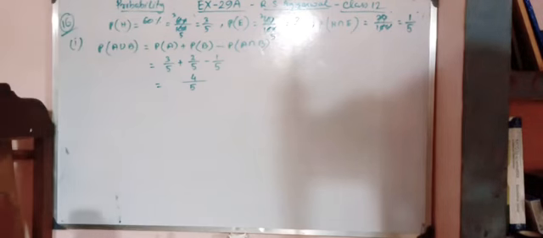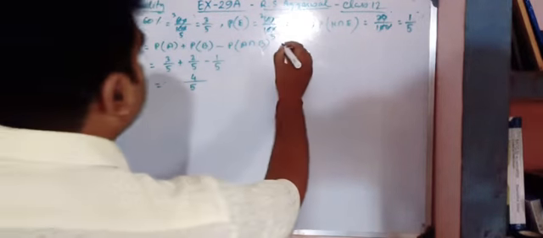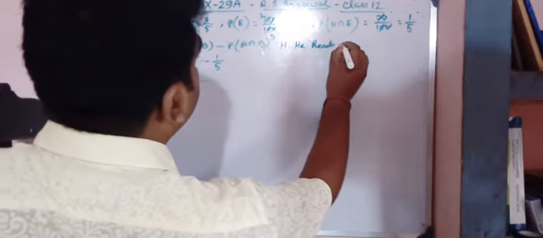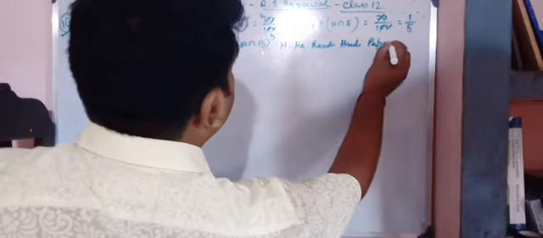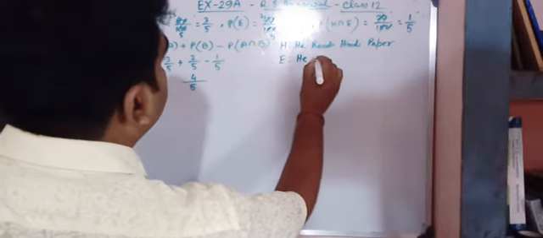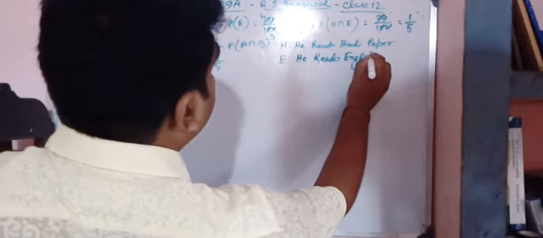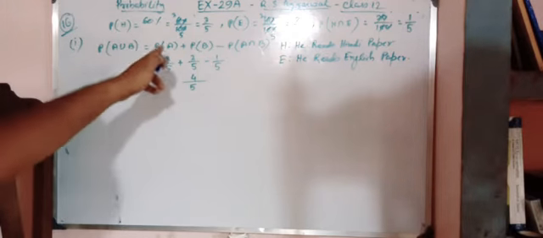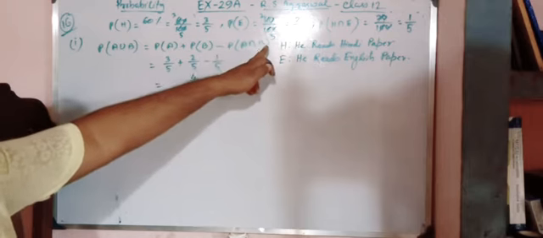Now here, let us take the events: H, he reads Hindi paper, and E, he reads English paper. So probability of H is equal to 60%, means 60 by 100, means 3 by 5. Probability of E is equal to 40%, means 40 by 100, is equal to 2 by 5.